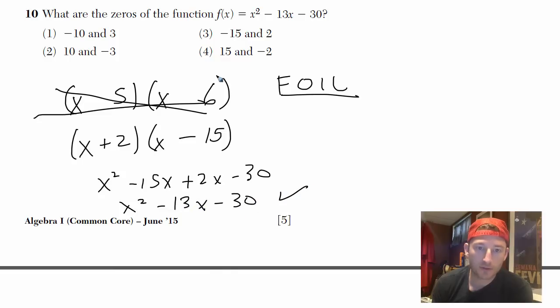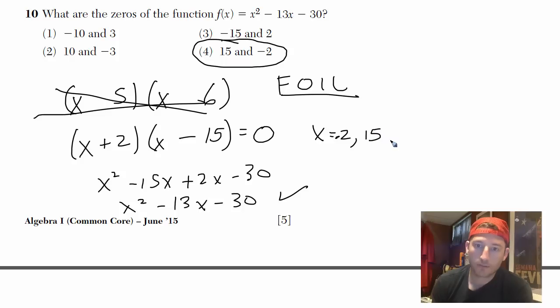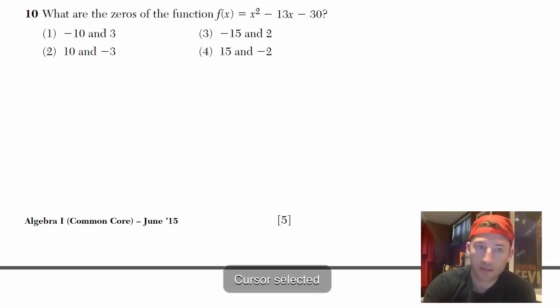And you get the answer. So our answers are 15 and negative 2. Choice 4. Why was it 15 and negative 2? Well, if you set this equal to 0, like I told you before, you just take the opposites. So if x plus 2 equals 0, x is negative 2. If x minus 15 is 0, it's the opposite. It's 15. So your answers are x equals negative 2 and 15. You're done. Move on. Hopefully we're making good time here.